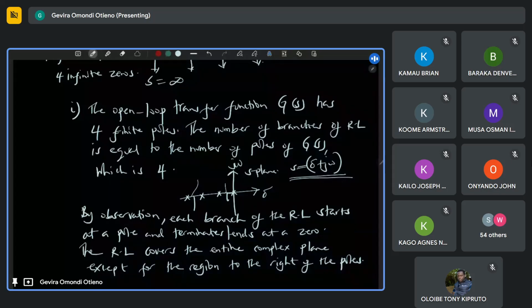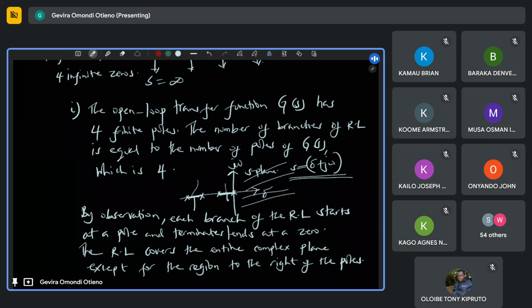So it means that you will see that this region to the right of the poles, there's no root locus, because even on the real axis, we say the root locus will exist there because this is odd number. This is number 2, so there's no root locus to the left. This is number 3, so there's a root locus to the left. So you can see that the root locus is actually to the left side. So the root locus will cover the entire region to the left of the poles. It will not cover the regions to the right of the poles. Okay, that's just by a quick observation.